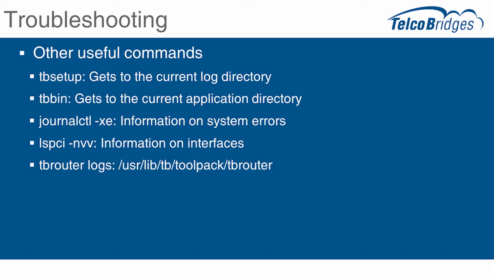Other useful commands, you saw me type this a few minutes ago, TB setup, so you get to all the log directories. TB bin, you get to the application directory, not that you have to do that, or it's really useful, but it's a shortcut. Journal control, other information on the system, which is interesting. Some of the things I know TB router logs in this particular log, so you get this information.